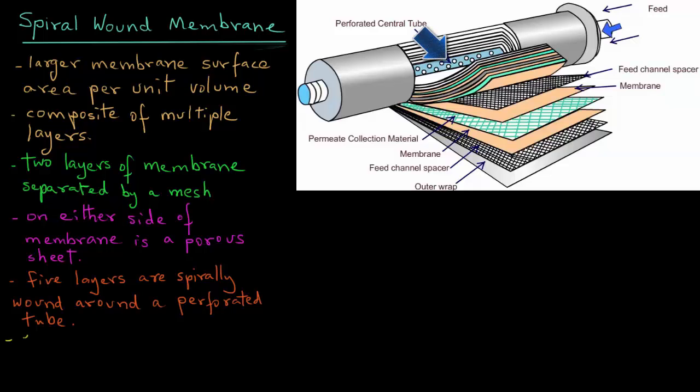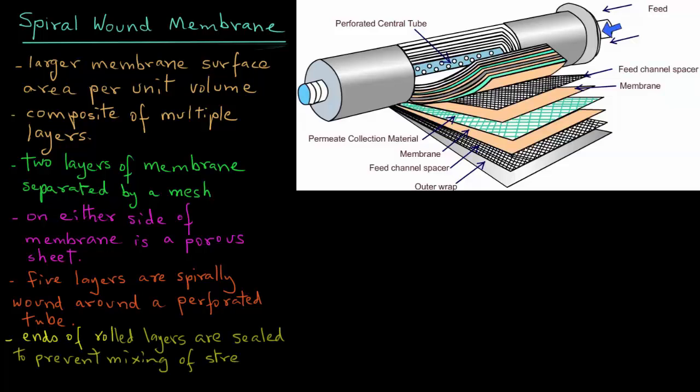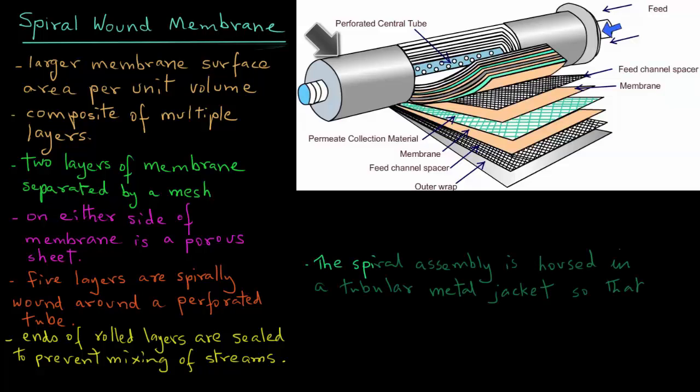The ends of the rolled layers are sealed to prevent any mixing of the streams. The spiral assembly is housed in a tubular metal jacket so that pressure may be applied in this system.